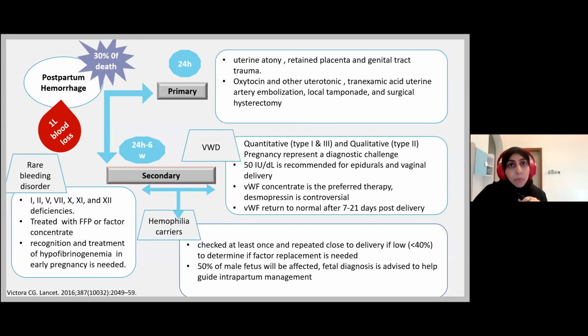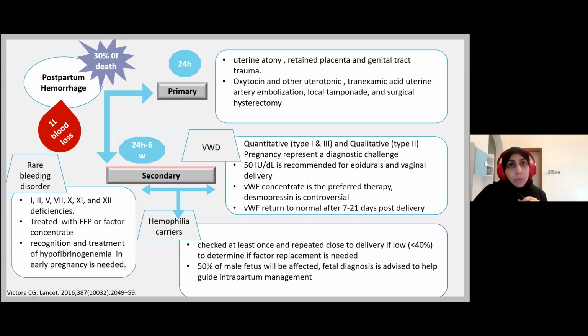And it's very important to determine the gender of the fetus, as 50% of the males of an affected carrier will be affected by hemophilia. And it is important to decide the intrapartum management, or to avoid some procedures, for example, the scalp electrode, the forceps, or vacuum extraction.